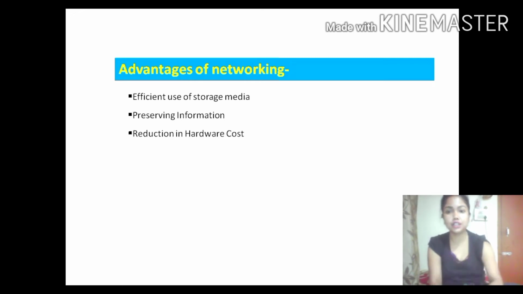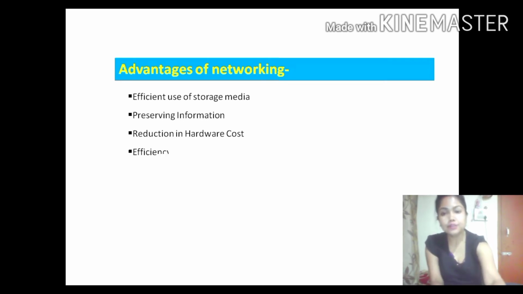Then what will be the third one? The third one is reduction of hardware cost. As we have seen on the first page, one printer is serving 8 computers. It is only possible because all the computers are in a network. They are connected. Fine. If all the computers were not connected, then for each computer we would need one printer. But only because all are connected, one printer can serve all the computers. So that is reducing hardware cost.